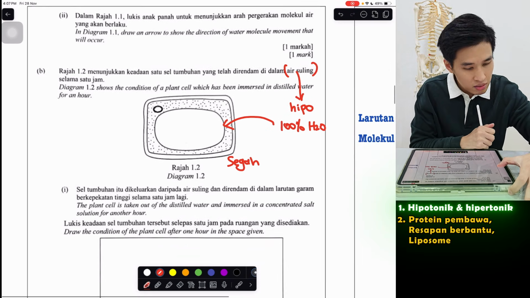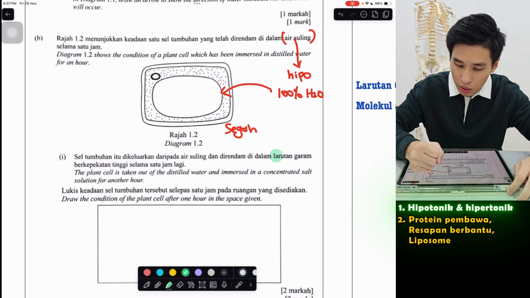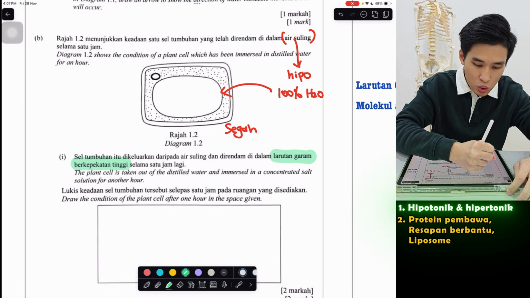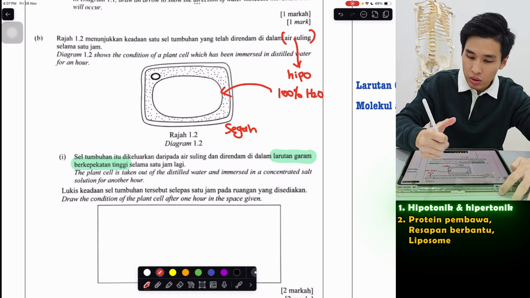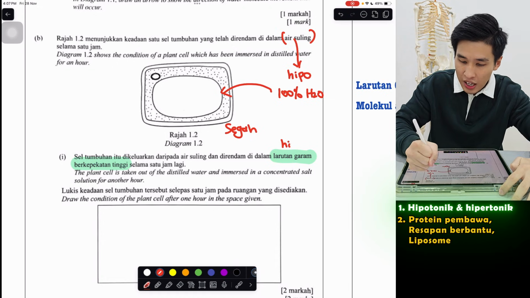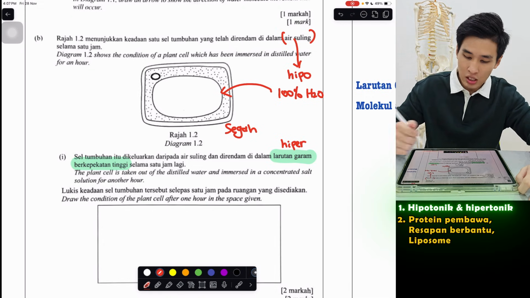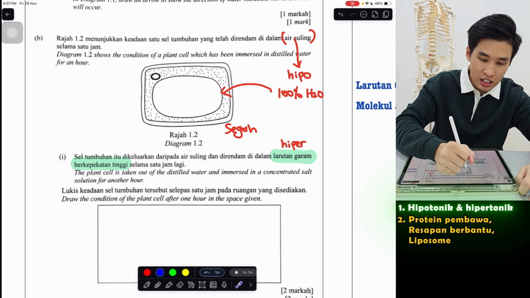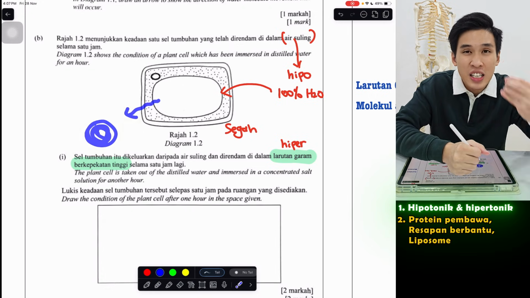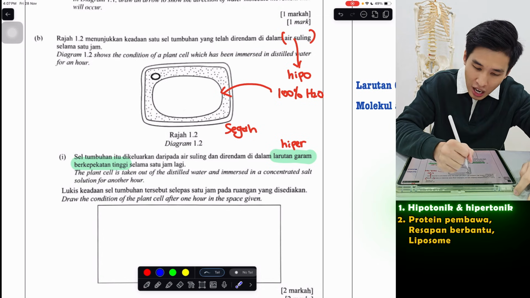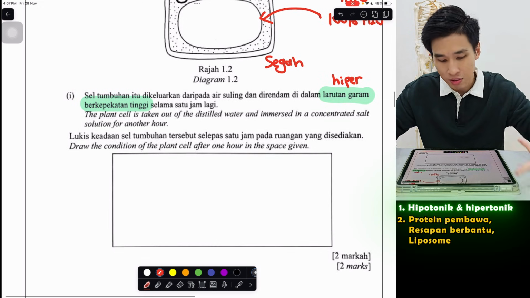Which then the question say, if now this cell saya rendam dalam larutan garam berpekatan tinggi. So if the garam pekat, the air kurang lah. So now this is definitely hipertonik, which means the water, the air akan keluar. Sebab luar tak ada air mah, pekat mah, ada garam a lot, water low mah. So air akan meresap keluar. So you have to draw a cell untuk menunjukkan keadaan sel ini.